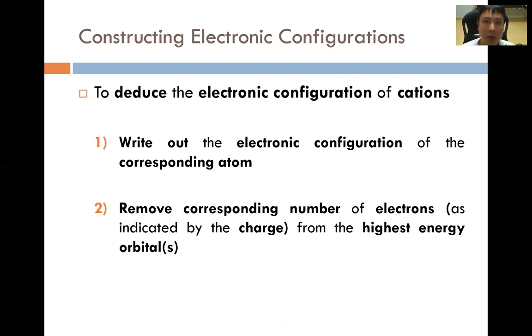Okay, so far we have talked about constructing electronic configurations for atoms as well as for anions. Now we would like to talk a bit about the electronic configurations of cations. To deduce the electronic configuration of cations, we first start out by writing out the electronic configuration of the corresponding atom, and then based on the charge, we remove the appropriate number of electrons from the highest energy orbital. Let me clarify this with an example.